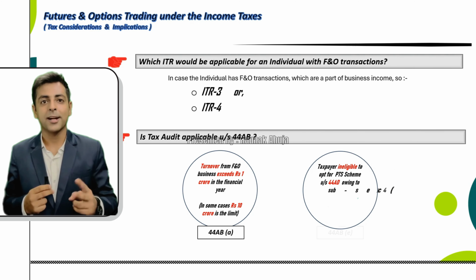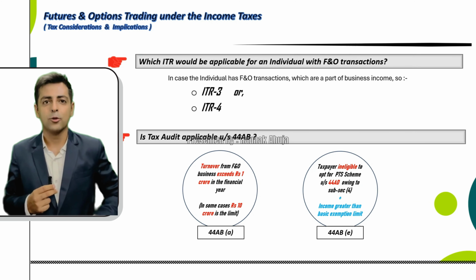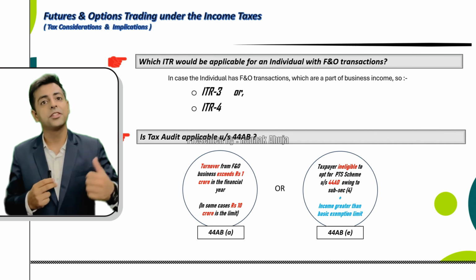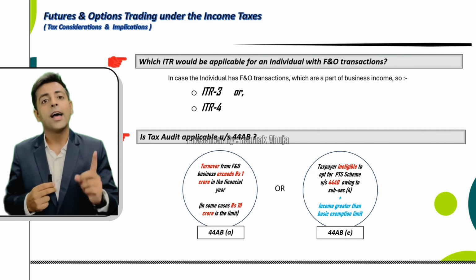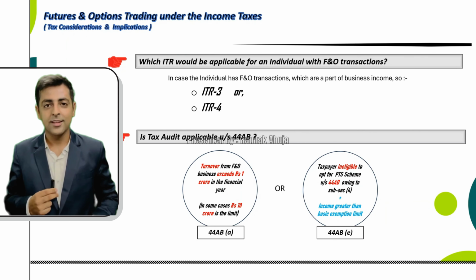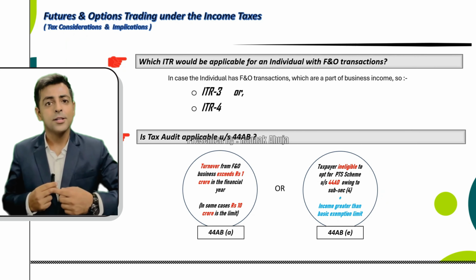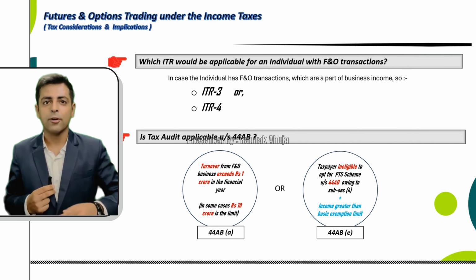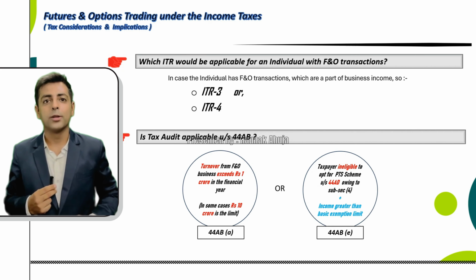Now, moving on to the second criteria, where in case the taxpayer becomes ineligible to opt for the presumptive taxation scheme because of opting out of it in the preceding 5 financial years, then in such a case, the tax audit would become applicable. For a detailed discussion on the applicability of tax audit, we have created a separate video, the link for which you can find in the comment section. Please remember to have a look at that as well.